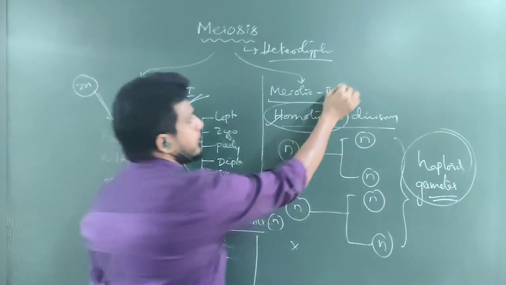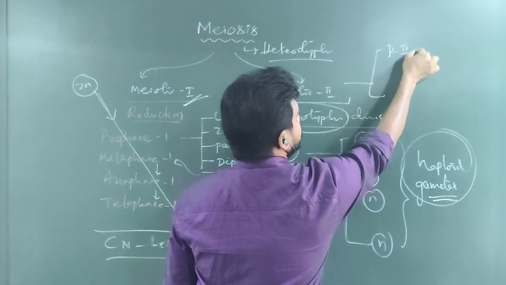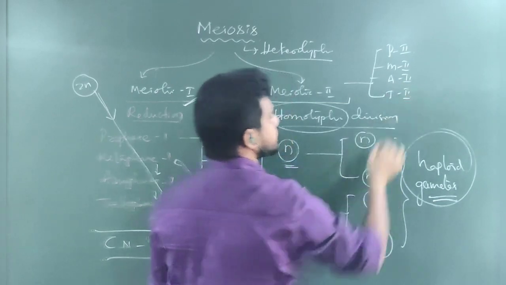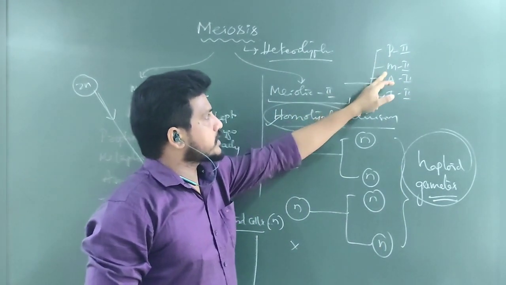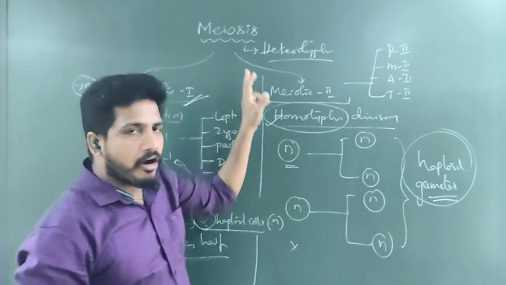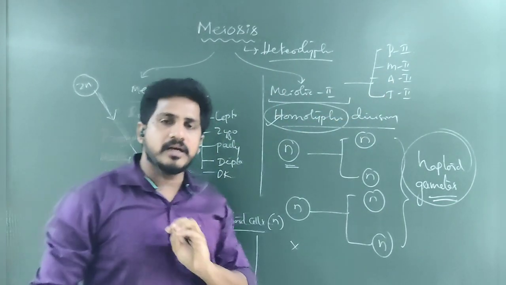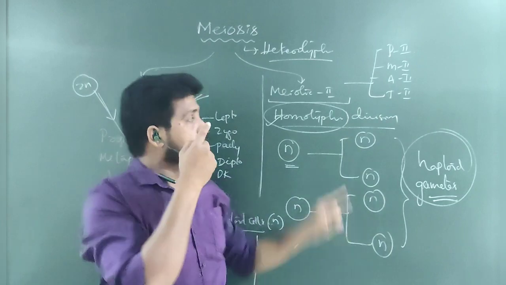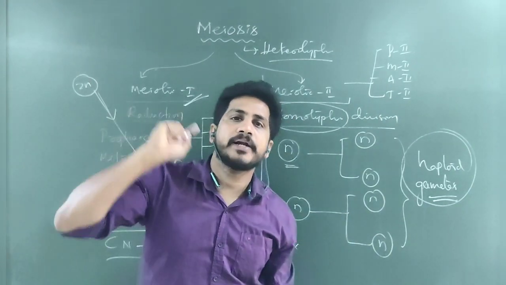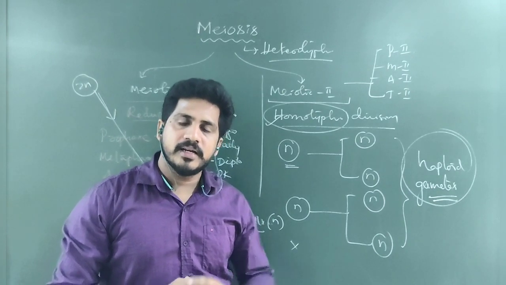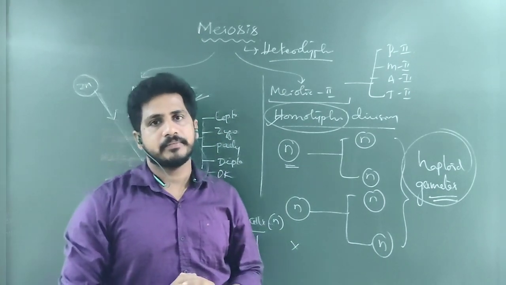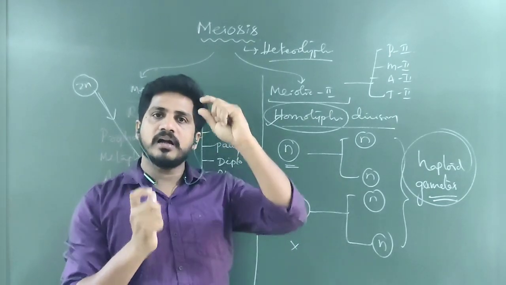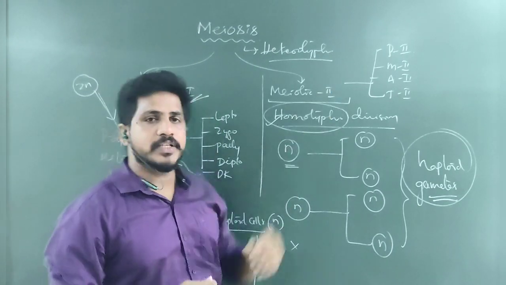So what are the steps involved in meiotic 2? Prophase 2, metaphase 2, anaphase 2 and telophase 2, similar to the mitotic division. Prophase 2 of meiotic 2 is similar to prophase of mitotic division. What happens there? The nuclear membrane disappears, chromosomes are scatteredly arranged, and centromeres go to their poles.